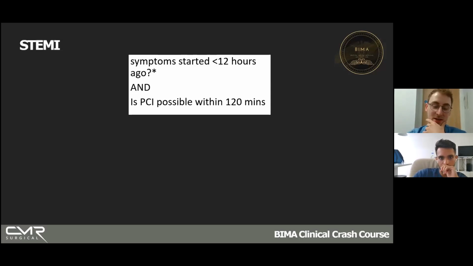So do you give aspirin in a STEMI or do a PCI? You give them aspirin initially, then you give them another antiplatelet, which we'll talk about, and then you do PCI after.